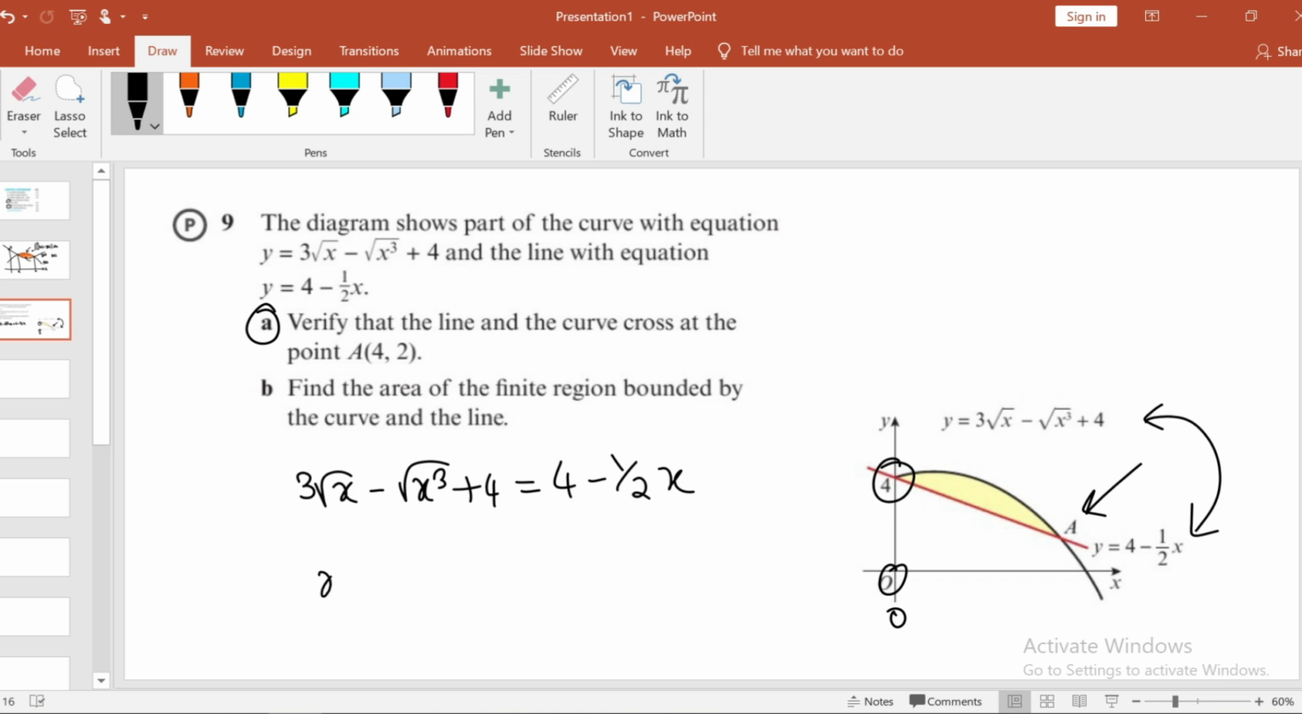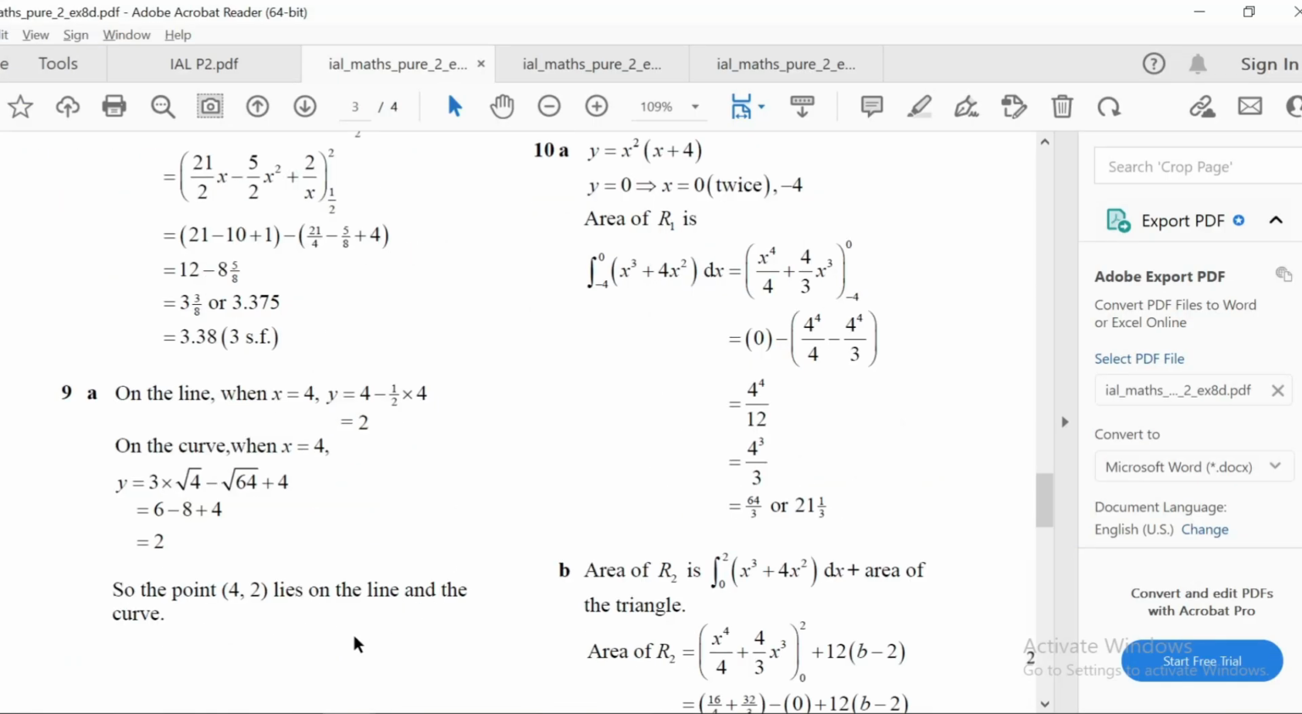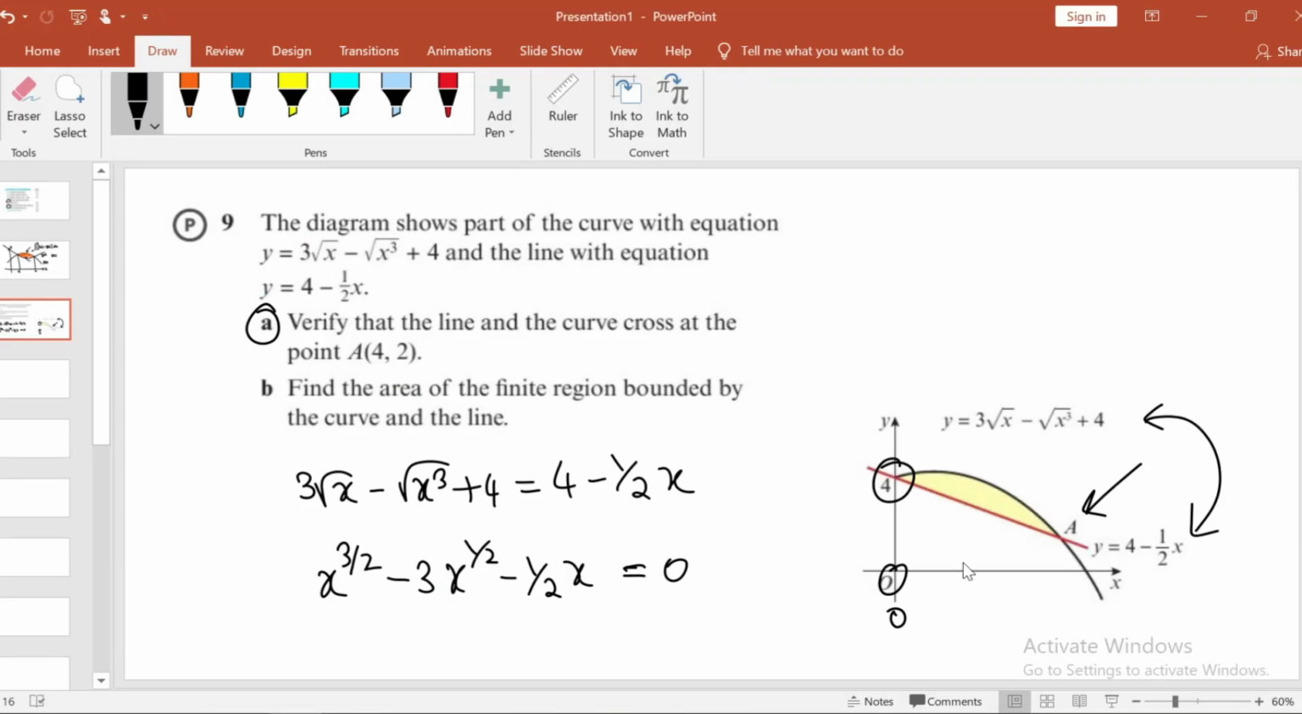It's going to be x power 3 over 2 minus 3x power half minus 1 over 2x. 4 can be cancelled, is equal to 0, right? If you take x as a common factor, I think you can take x as a common factor, right? Oh, okay. Wait. That is the easiest way, right?